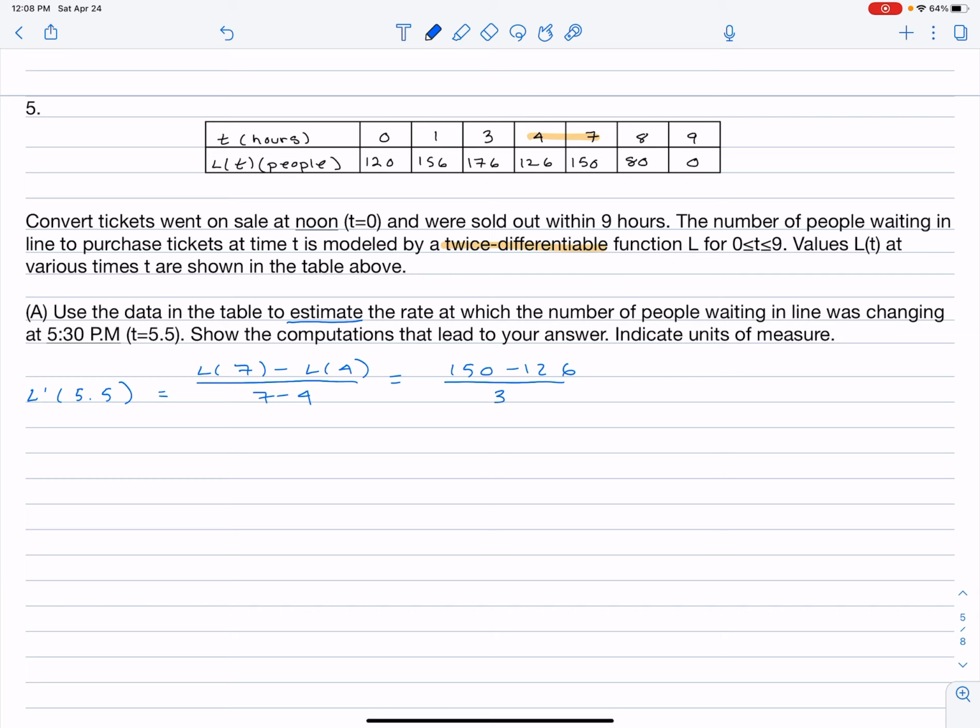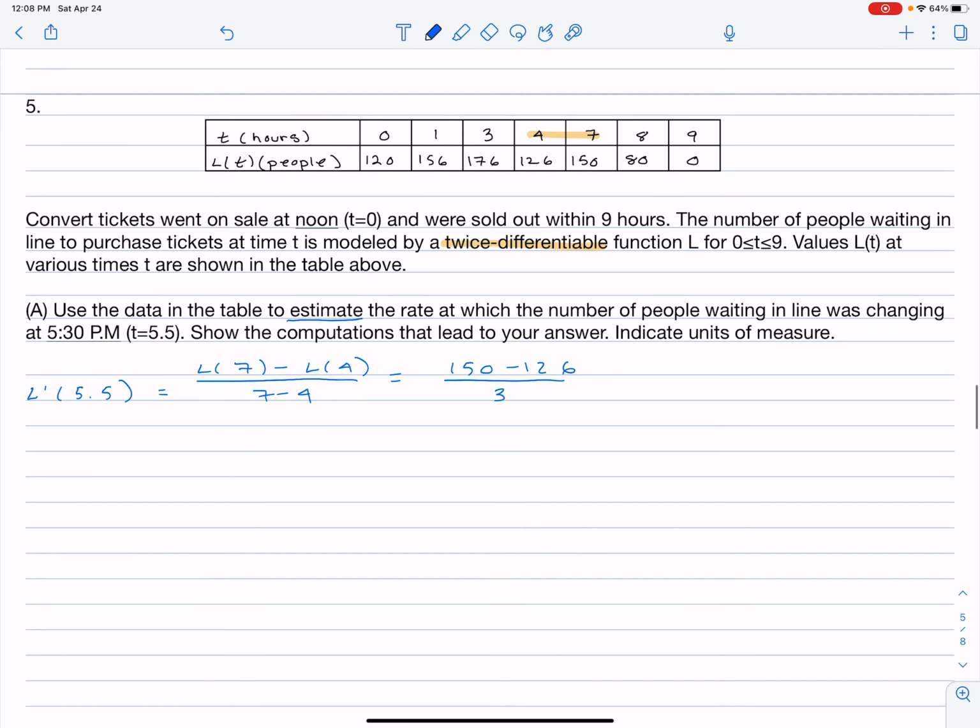Now, I do want to emphasize, you could leave it like this. I know it's a calculator question, so we might not. But I'm going to simplify this, and I get 8. Now, they did ask us to indicate units. So think about what's going on. On top, this is people. On bottom, this is hours. So it's people divided by hours, or people per hour, right? That makes a little more sense in this situation.